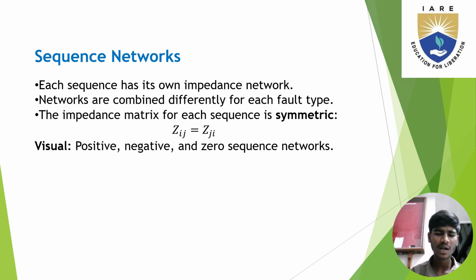The impedance matrix for each sequence is symmetric, with the condition Zij equal to Zji. In the above slide, we can see the three types of sequences: positive, negative, and zero sequence. Here the impedance matrix is symmetric, with Zij equal to Zji.